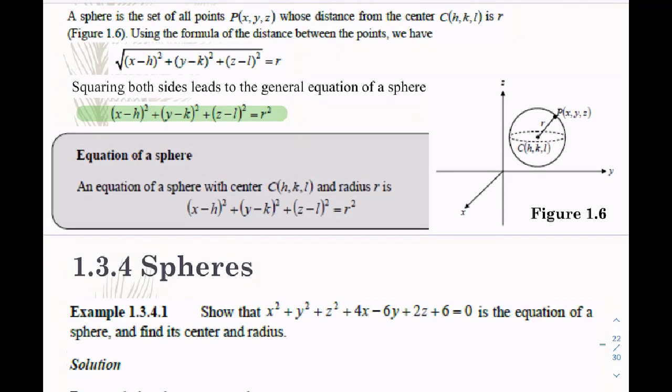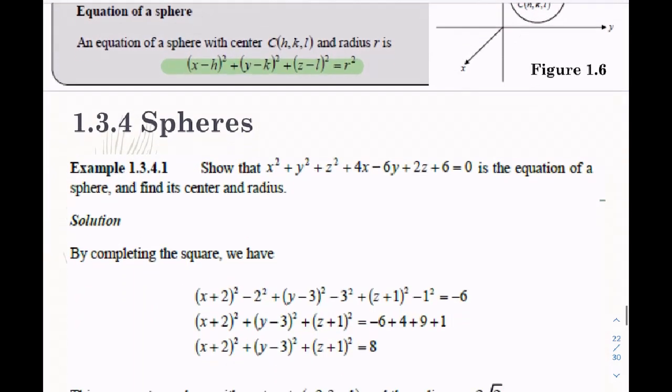Alright, again, (h, k, l) is the coordinate for the center, and r is the radius. So finally, the equation of a sphere with the center (h, k, l) and the radius r is this one. Okay, you can see that this is the basic shape. Let's say this is the whole sphere with the center (h, k, l) and the radius r. Okay, so now we move to the example.